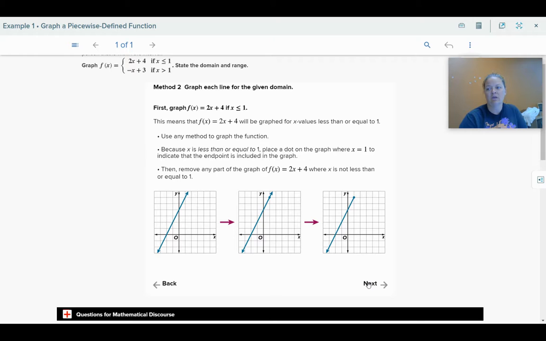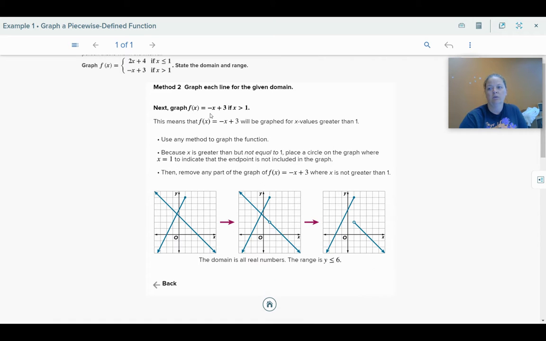Then you do the same thing for negative x plus 3. We graph it using whichever method we want, and then remove any part of the graph where x is not greater than 1. So anything less than 1. So here we find x of 1 right here, and then we just erase all this extra stuff there, and we have the graph of our piecewise-defined function, the domain being all real numbers still, and the range being y's less than or equal to 6.